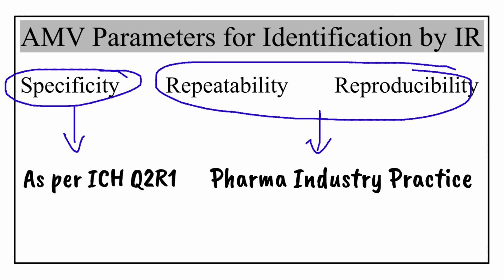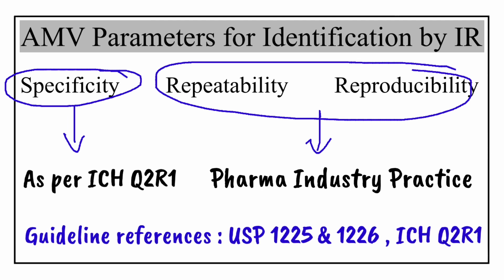So guys, there are various guidelines available from where you can learn about the analytical method validation, and those are USP Chapter number 1225 and USP Chapter number 1226. Along with this, ICH Q2R1 guideline is also there.